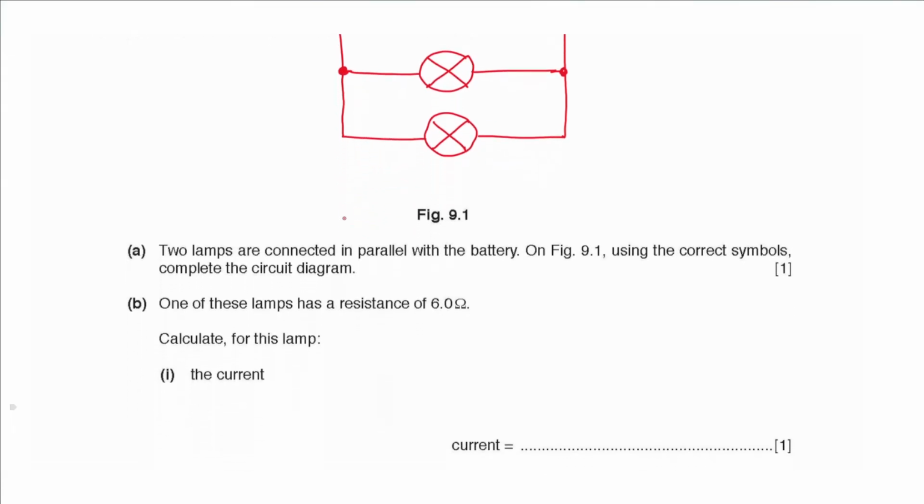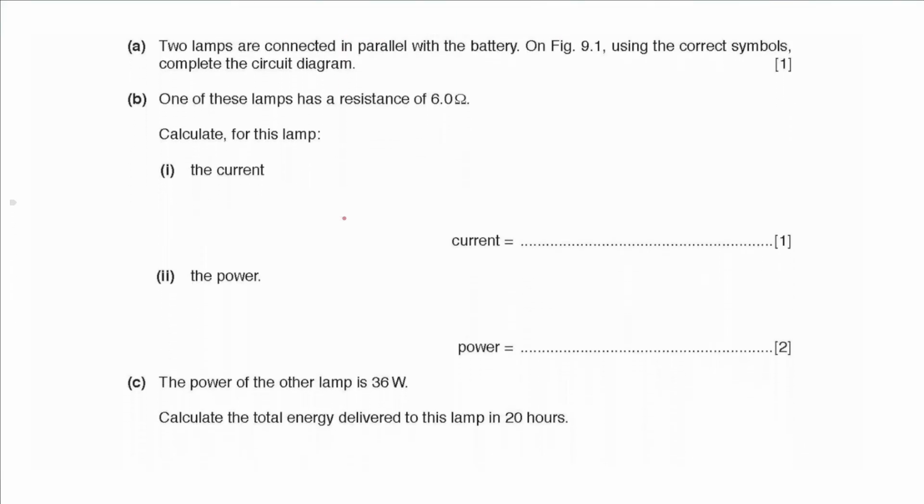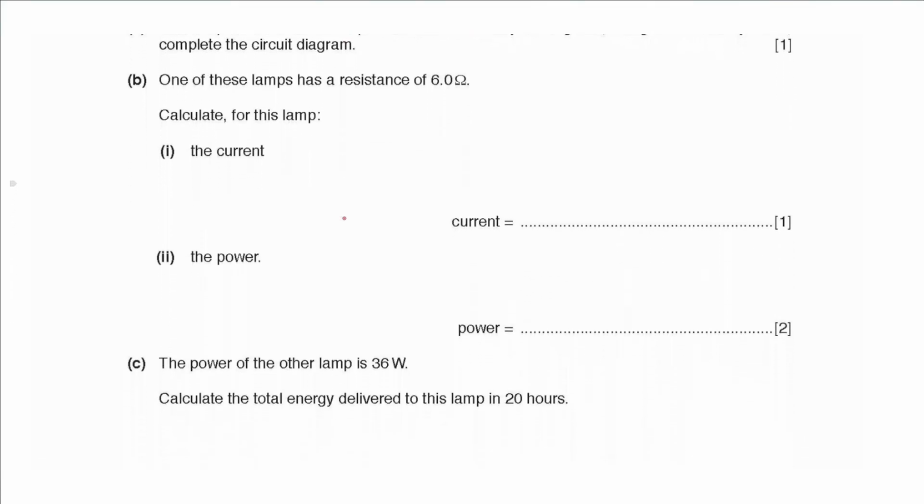Part B says one of these lamps has a resistance of 6 ohms. Calculate for this lamp the current. We have the voltage 12 volts and current is equal to voltage divided by resistance. So 12 divided by 6, that gives an answer of 2.0 amperes.